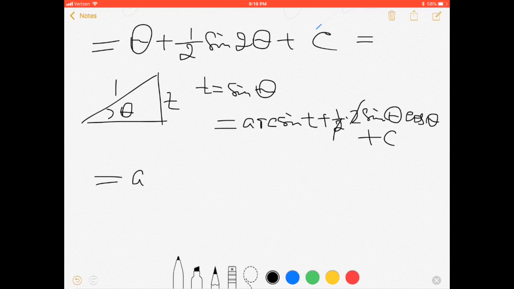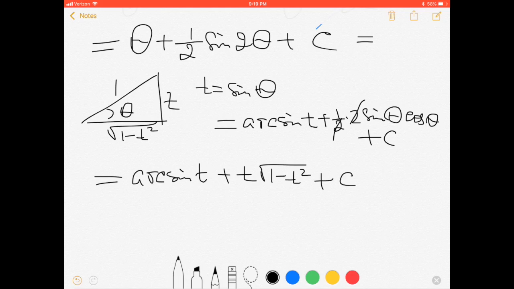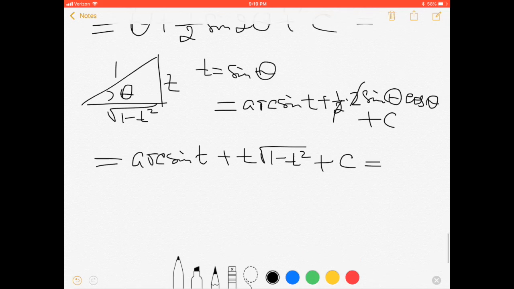First, theta is arcsine t. Then sine theta will be t, and cosine theta will be, here we have, square root of 1 minus t squared, plus c. And now our final answer. You see how many substitutions we use for solving this integral.